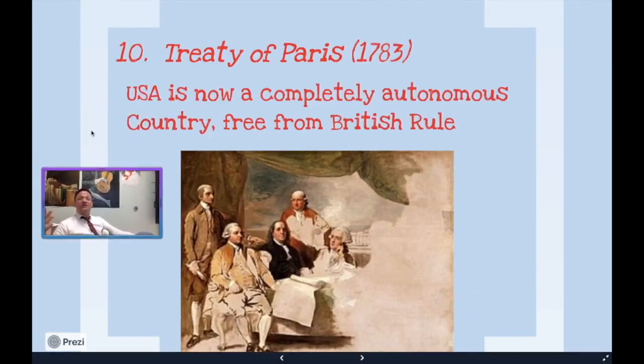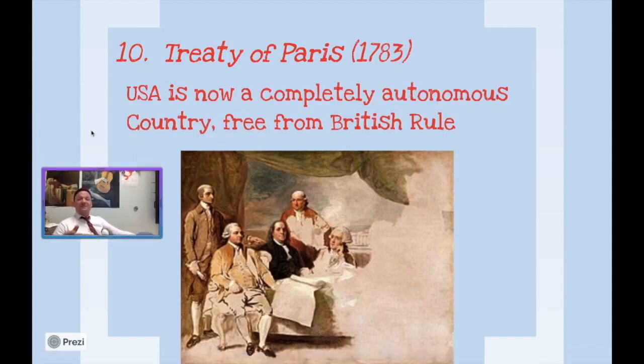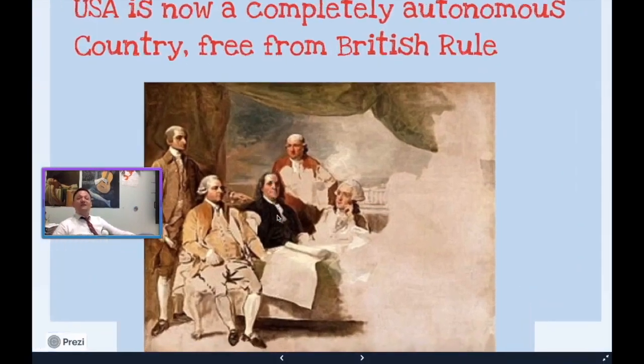And by now, the Treaty of Paris is signed, okay? In 1783, Benjamin Franklin goes all the way to France with a delegation of American founders, and they decide to end the war with Great Britain, and they sign the document known as the Treaty of Paris, which makes the United States a completely autonomous country free of British rule.